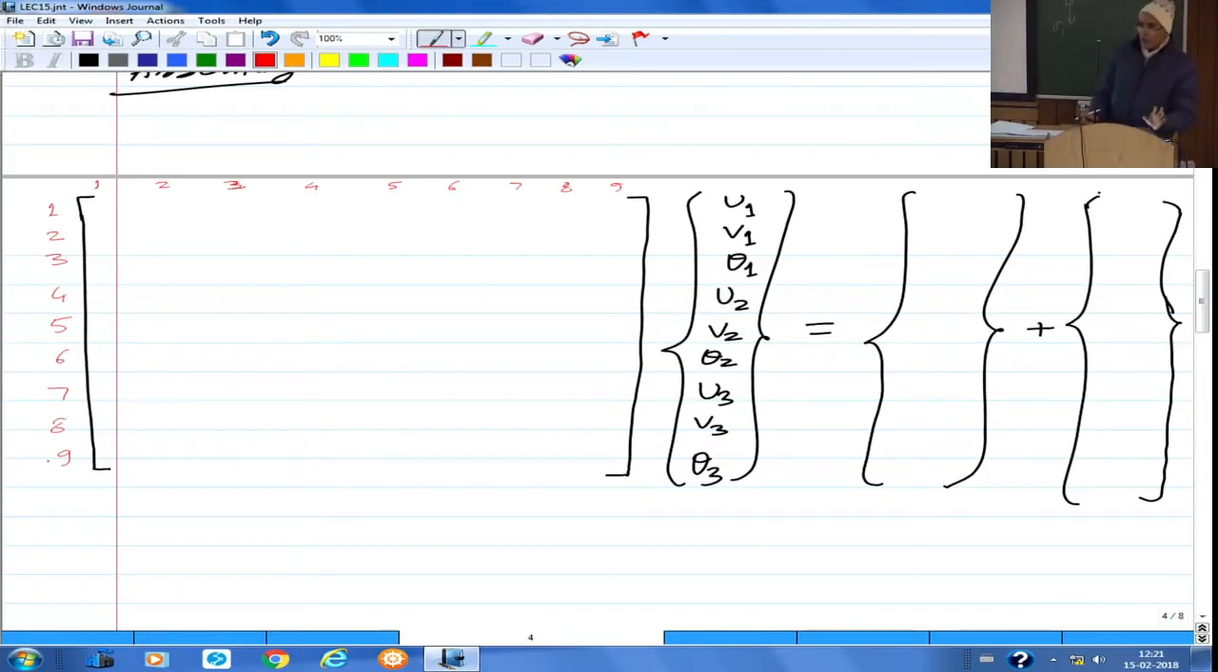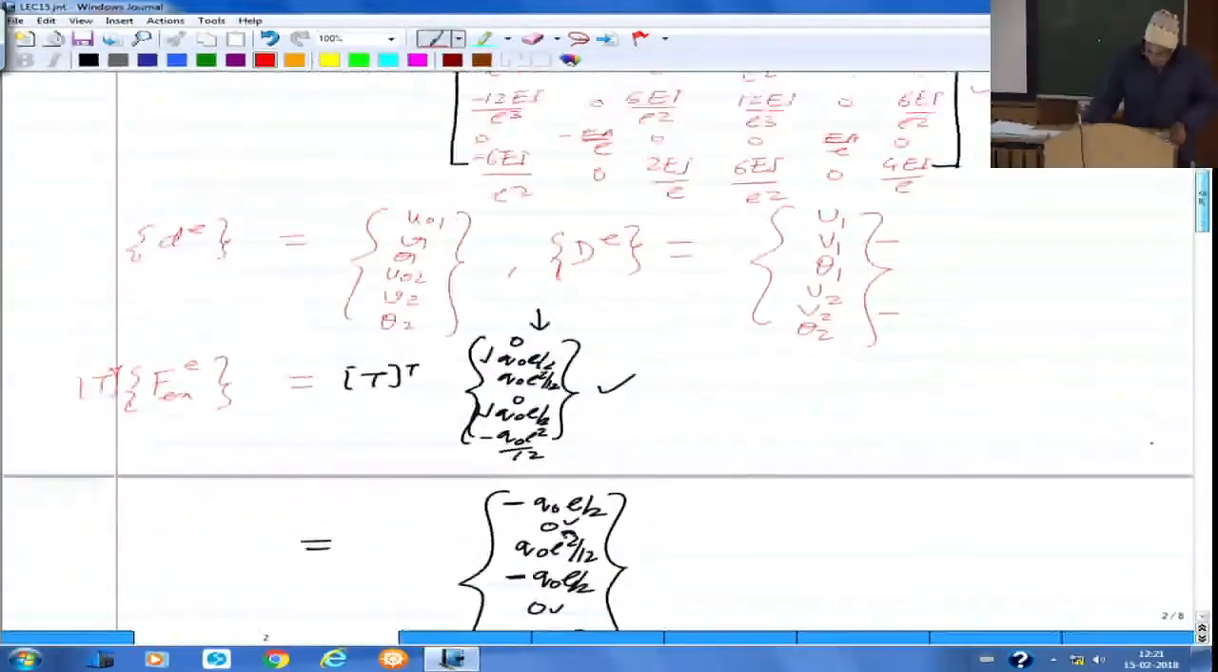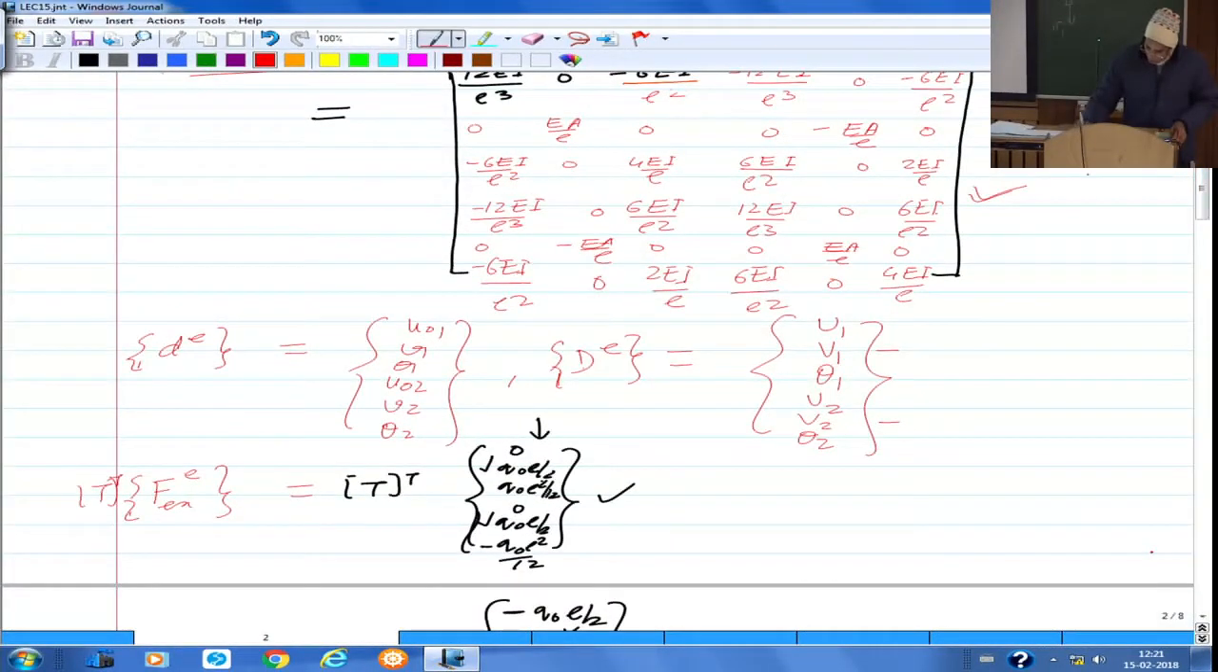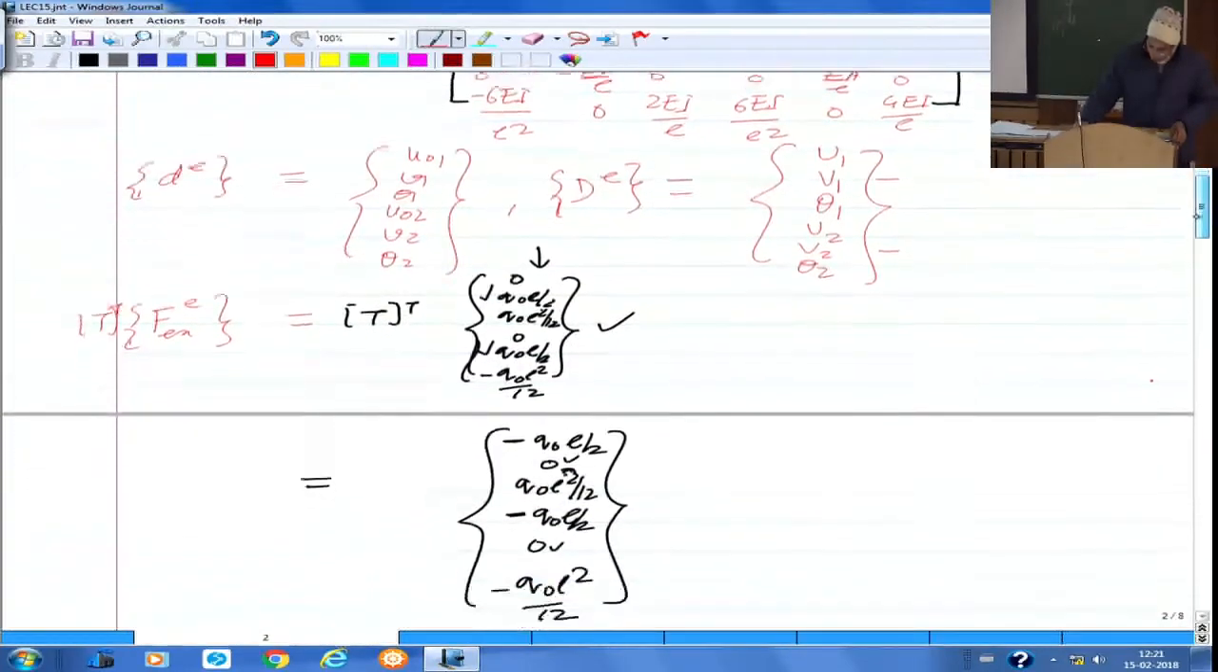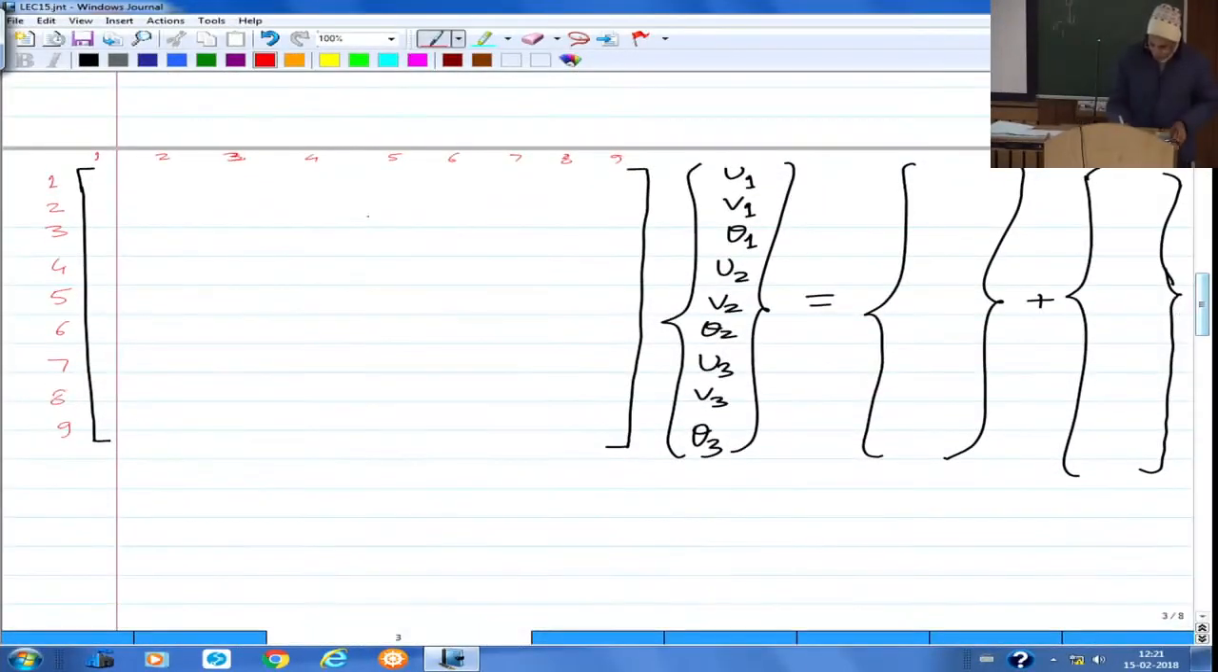For the first element, since it is defined between the global node 1 and 2, its contribution will go to the first 6 rows and columns. So whatever we did in the previous slide, that is this transformed stiffness matrix which has 6 rows and 6 columns, these will go to the first 6 rows and columns of this global matrix.